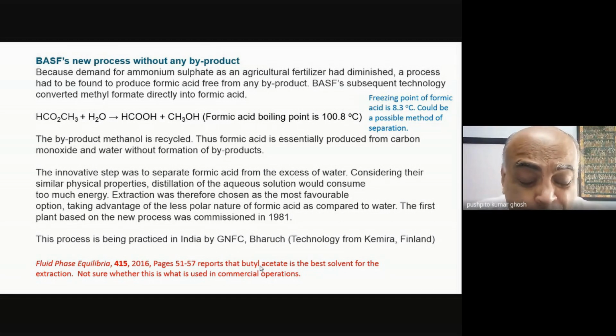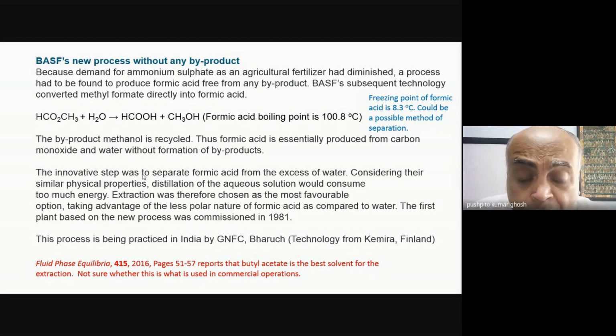Maybe that's what they do. Something tells me that it's a little more tricky than just taking butyl acetate. So they were able to extract it out. And once I've extracted, what's the issue? There's nothing. Then I just distill off my formic acid. Most probably the solvent had a higher boiling point, and they got pure formic acid.